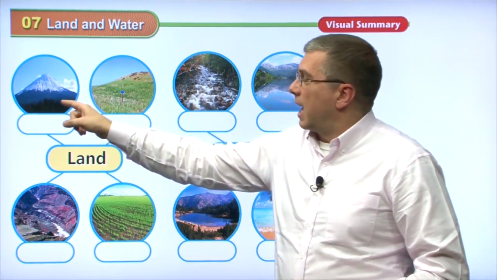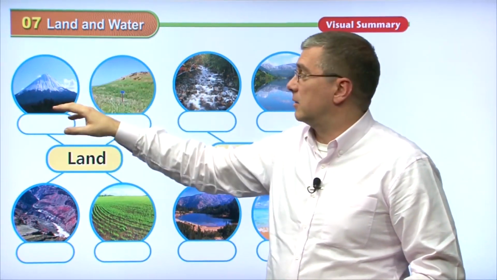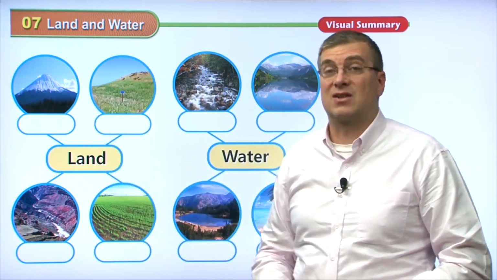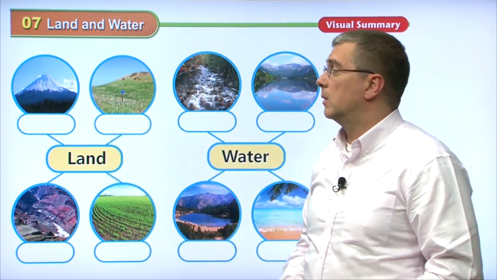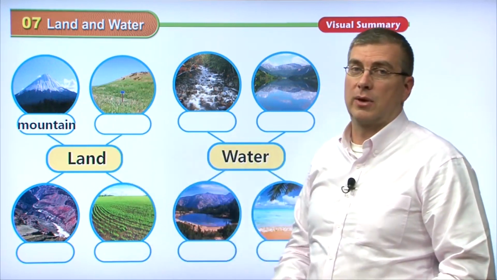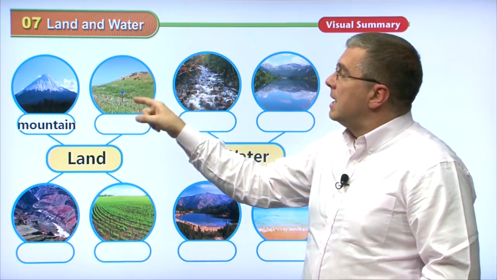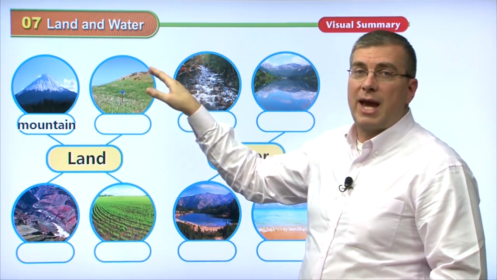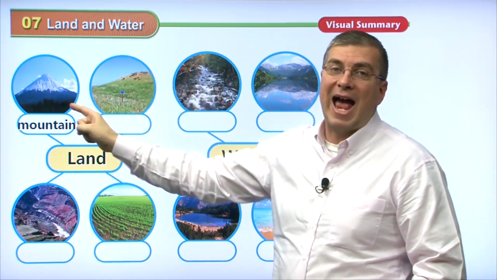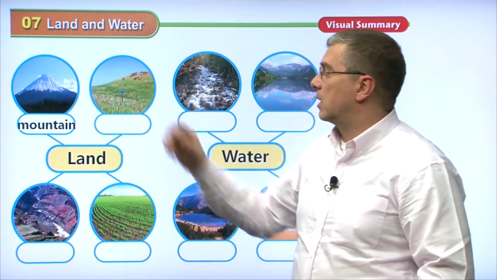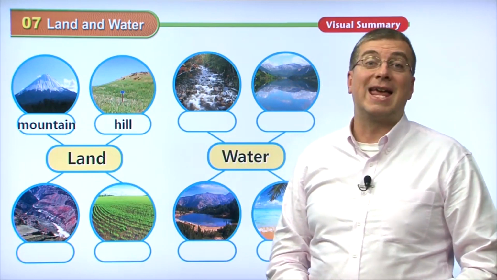Over here we have a high piece of land, right? The sides are very steep. It's usually the highest part of the land. What do we call it? We call that a mountain. Okay, good. So if you chose mountain, you're correct. Over here we have a picture. Now, this is also a high piece of land, but it's not as high as a mountain. What do we call that? We call that, of course, a hill.